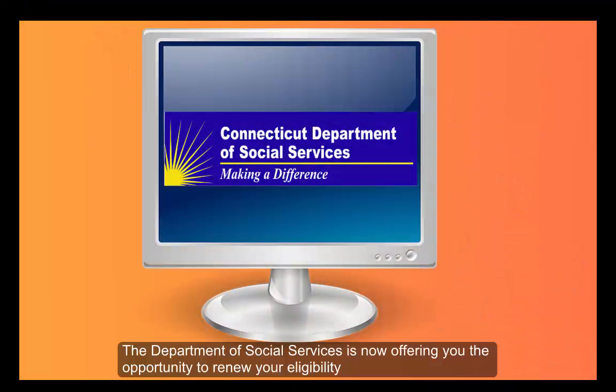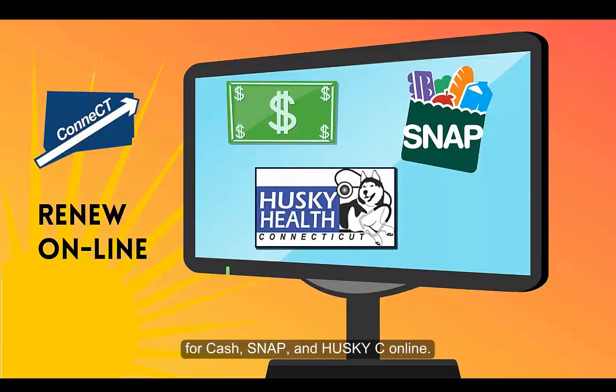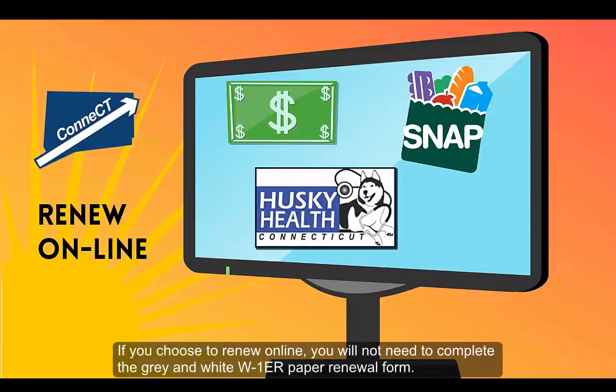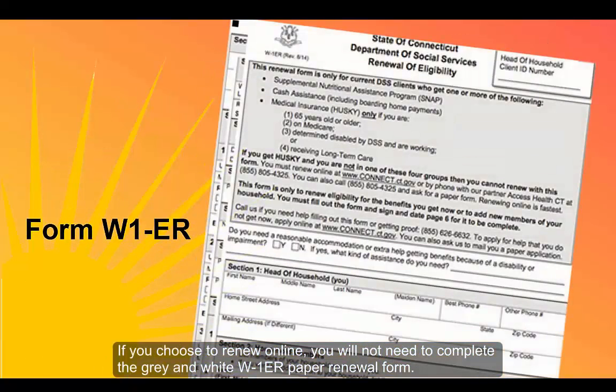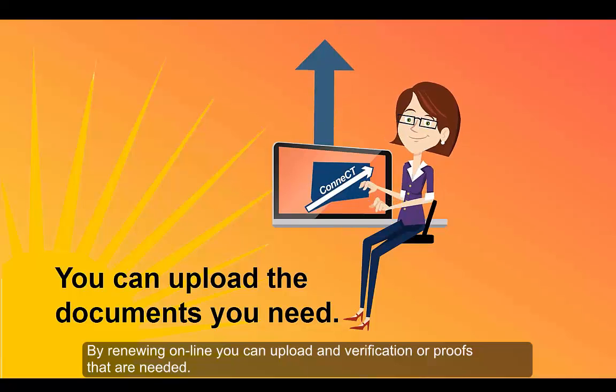The Department of Social Services is now offering you the opportunity to renew your eligibility for Cash, SNAP, and Husky-C online. If you choose to renew online, you will not need to complete the gray and white W1ER paper renewal form. By renewing online, you can also upload any verifications or proofs that are needed.